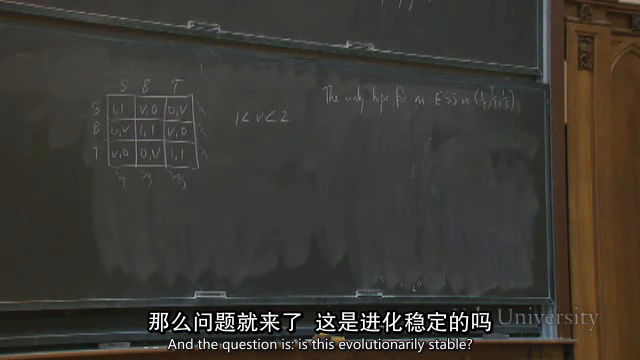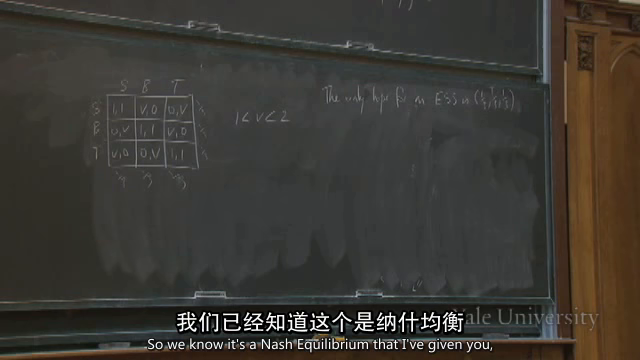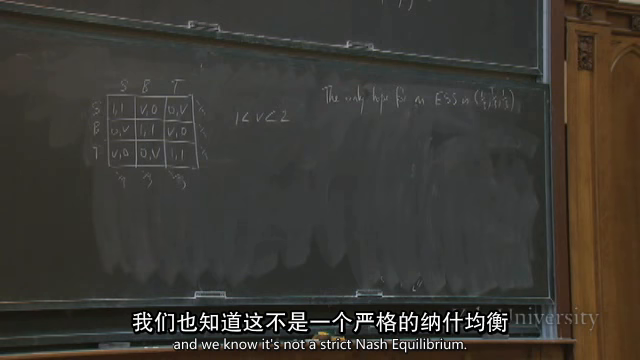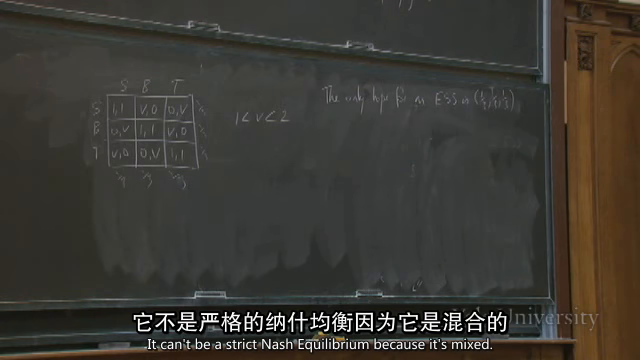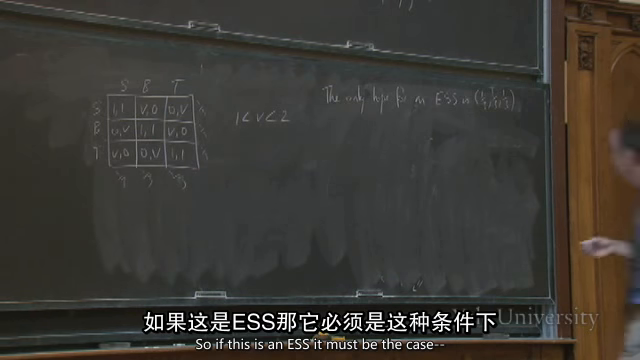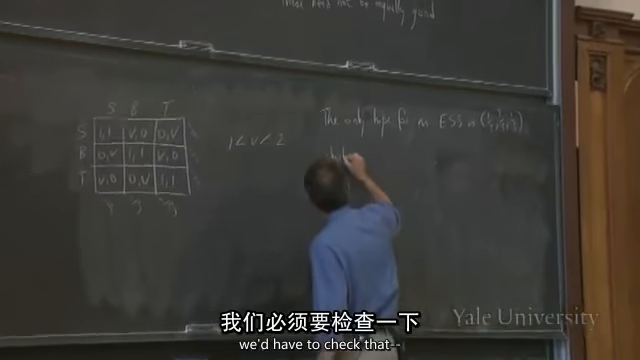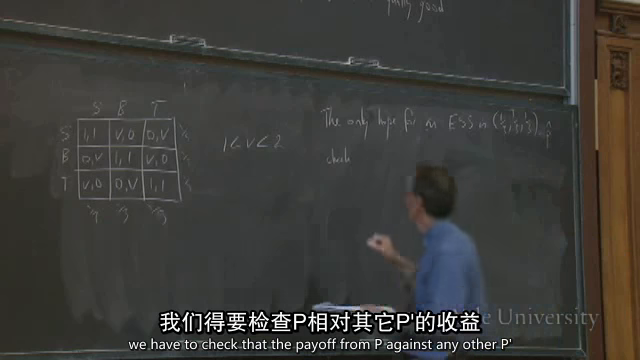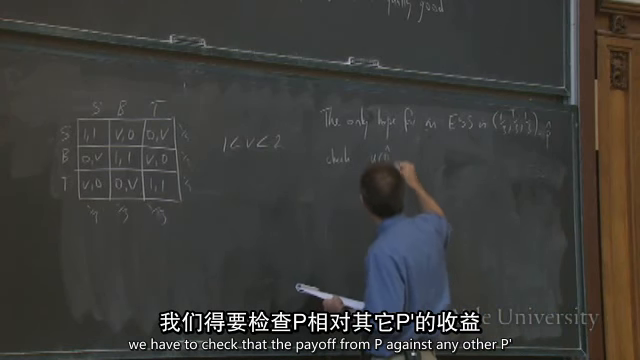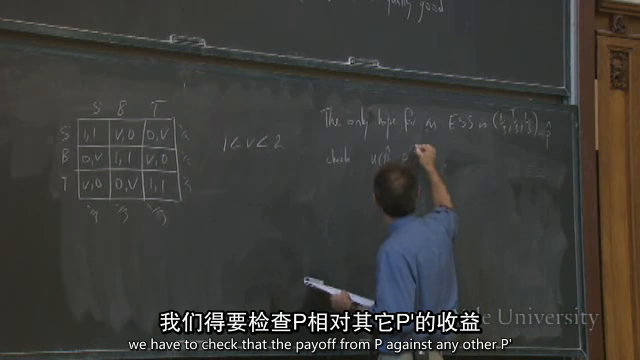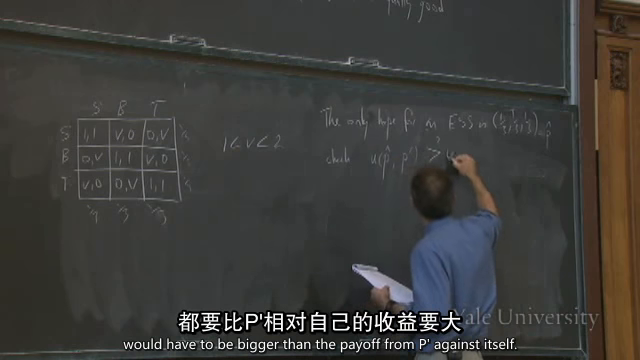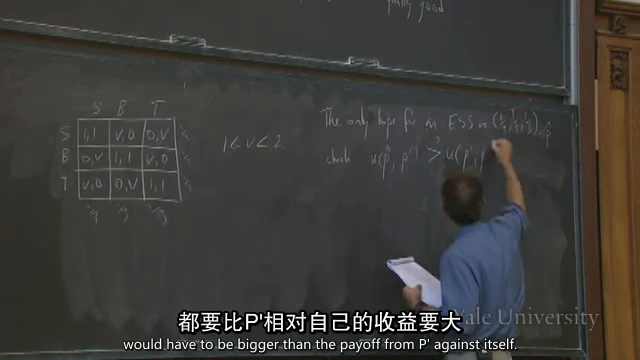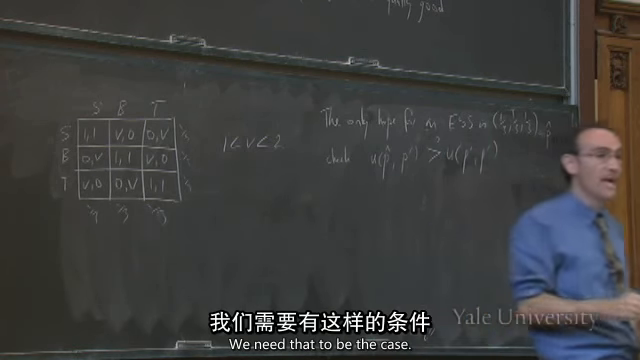All right? And the question is, is this evolutionarily stable? So we know it's a Nash equilibrium, that I've given you, and we know it's not a strict Nash equilibrium. Everyone okay with that? It can't be a strict Nash equilibrium because it's mixed. So if this is an ESS, we'd have to check that, let's call this P hat again, like we've been doing, the payoff from P hat against any other P prime would have to be bigger than the payoff from P prime against itself. We need that to be the case.